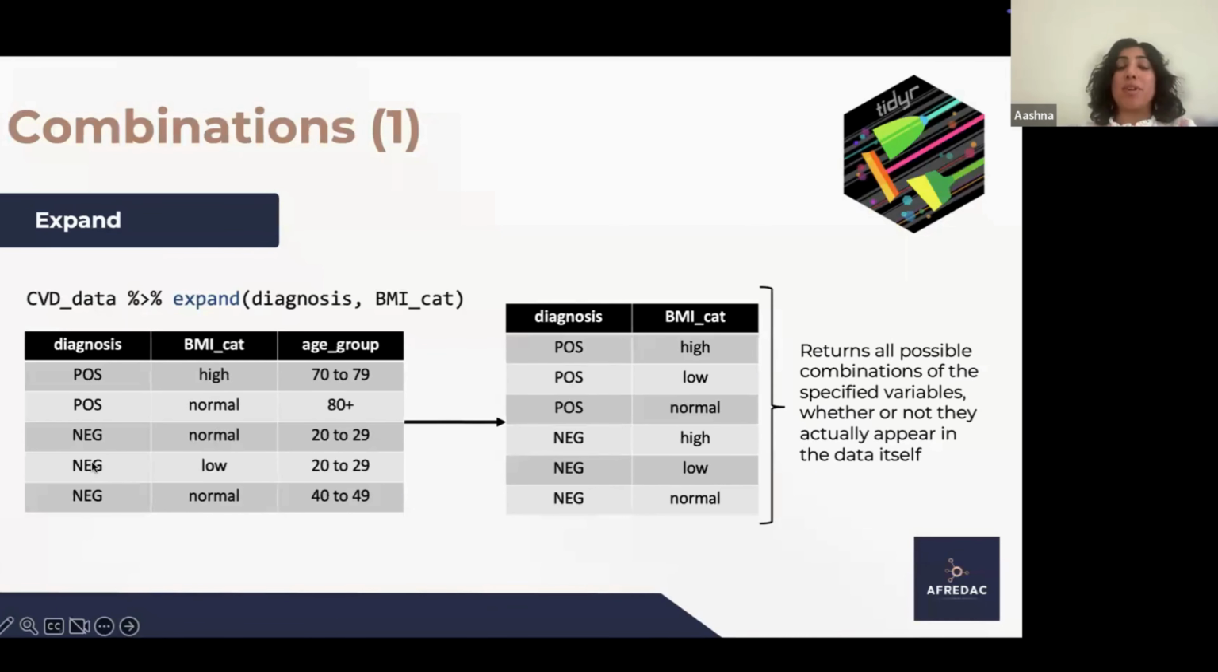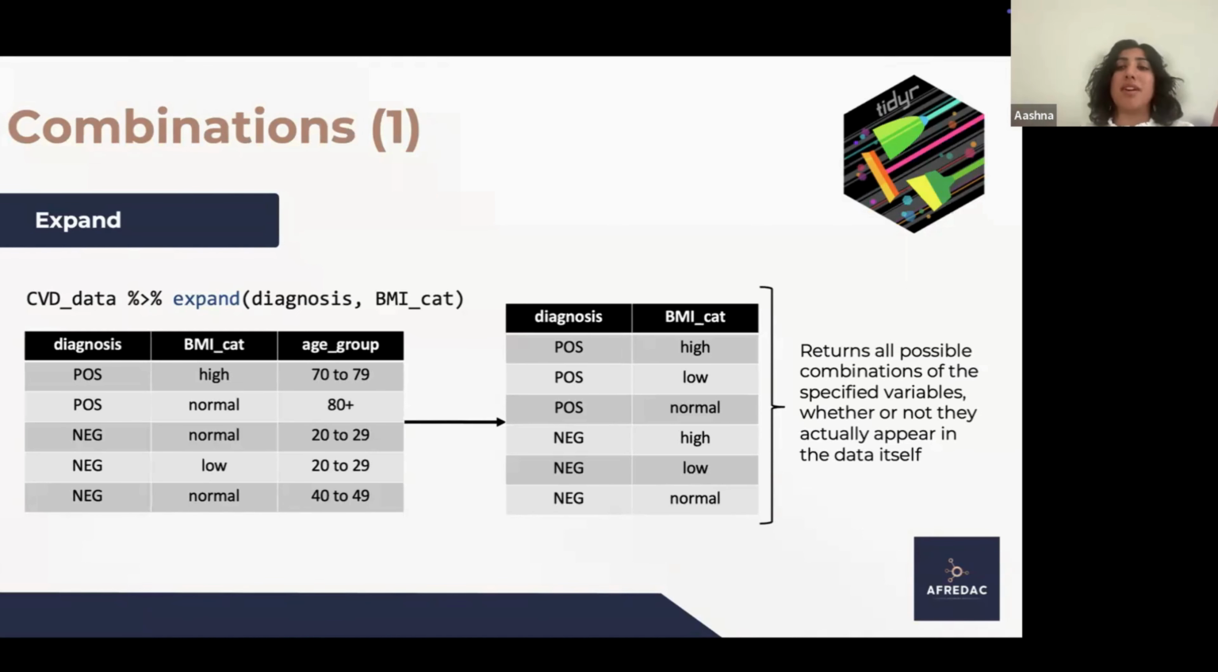You can see there are some combinations that don't appear in my data set. For example, someone with low BMI that has a positive diagnosis. I don't have anybody like that here. Similarly, I don't have anybody with high BMI with a negative diagnosis. But this expand function will print out all the possible combinations that you could have, regardless of whether or not they appear in your data.